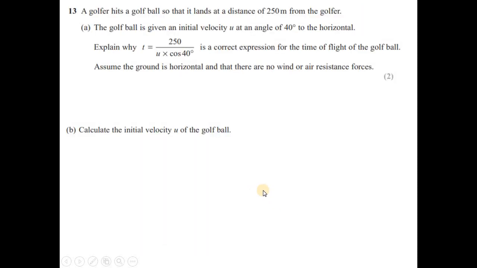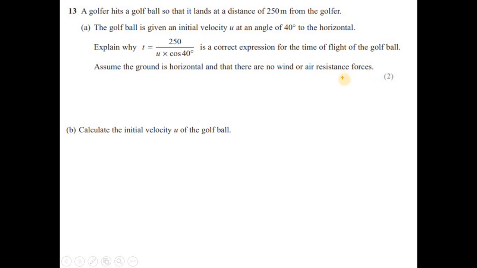So let's start. Question number 13. A golfer hits a golf ball so that it lands at a distance of 250 meters from the golfer. The golf ball is given an initial velocity u at an angle of 40 degrees to the horizontal. Explain why t is equal to 250 over u cos 40 is a correct expression for the time of flight of the golf ball. Assume the ground is horizontal and that there are no wind or air resistance forces.